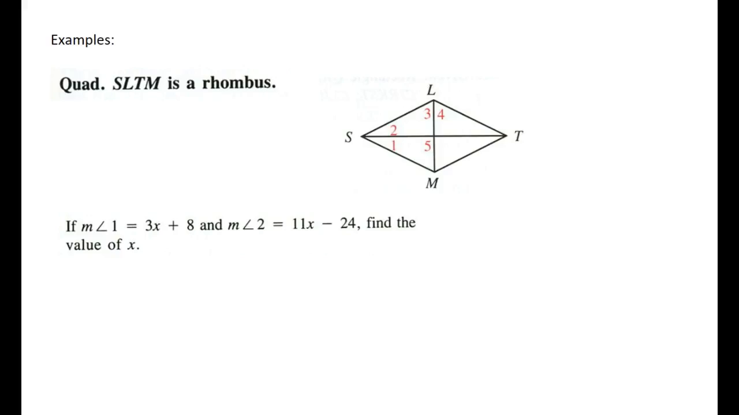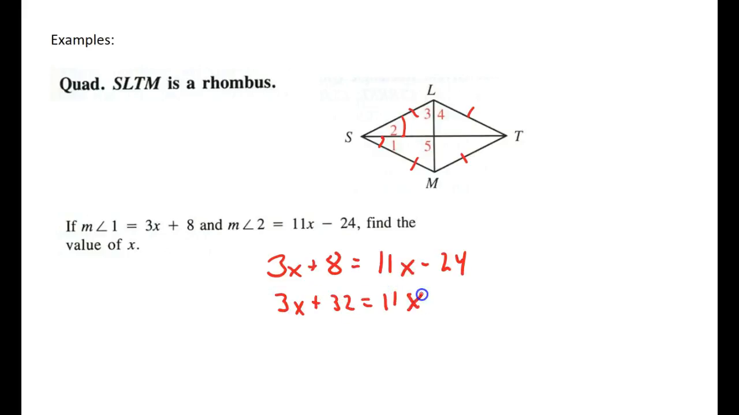We're given that quadrilateral SLTM is a rhombus, and that means that all these sides are congruent, and all these angles are bisected by the diagonals. So I've got angle 1 congruent to angle 2, and I'm told that angle 1 is 3x plus 8, angle 2 is 11x minus 24, so that means that 3x plus 8 must equal 11x minus 24. Let's add 24 to both sides and subtract 3x, and I get x is 4.